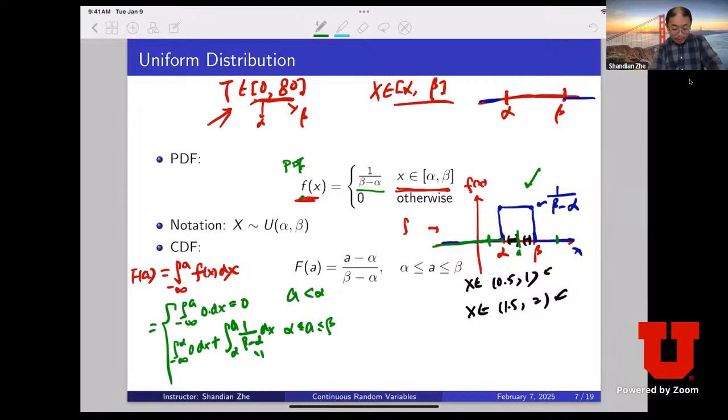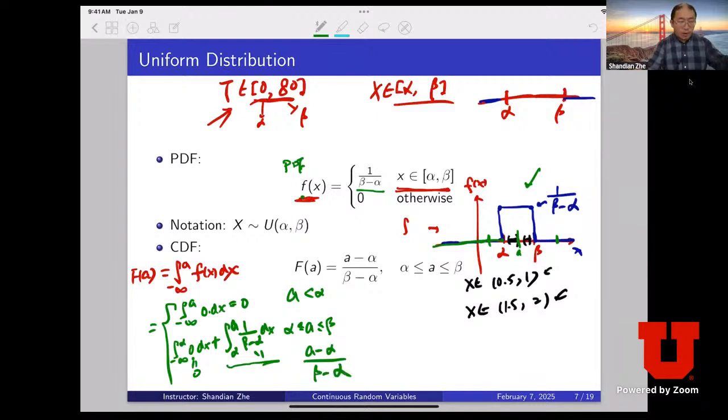You see here we just break the whole integration into 2 parts, right? The first part is from negative infinity to alpha, but we know that in this case the integrand is 0, right? So this part must be 0. How about the other part? So what's that? Well, it's just a minus alpha divided by beta minus alpha.